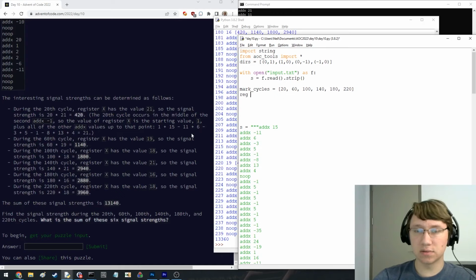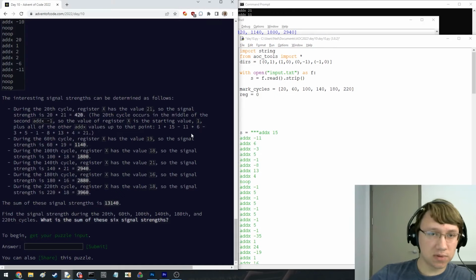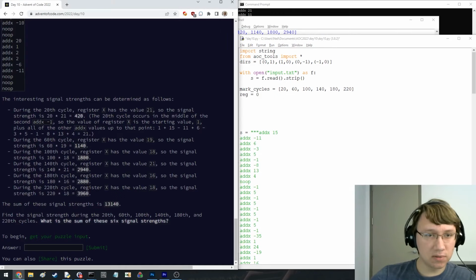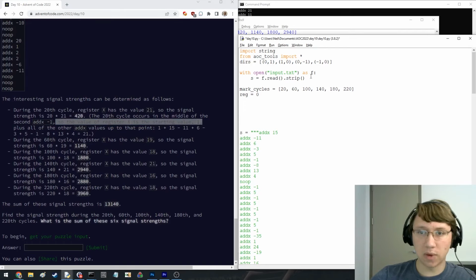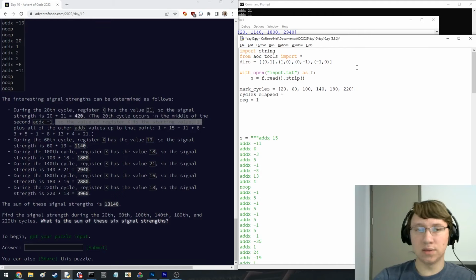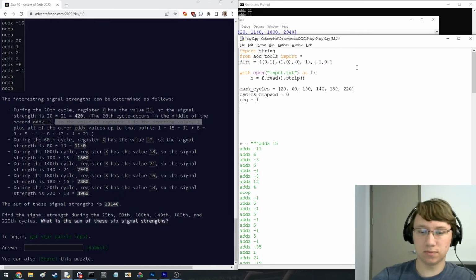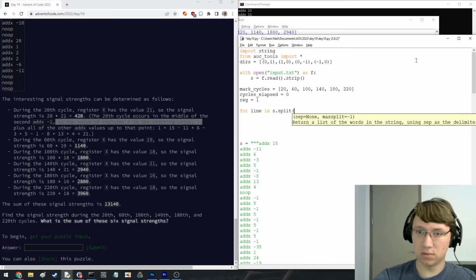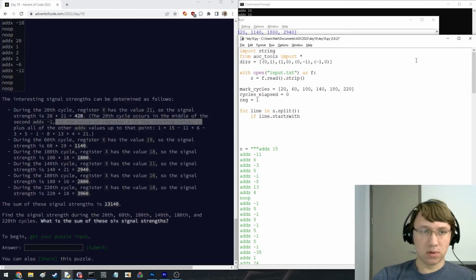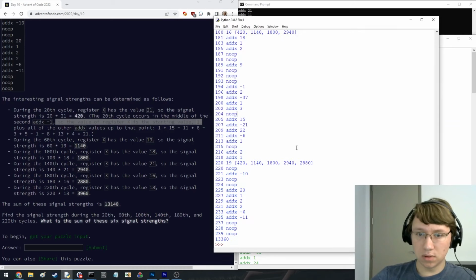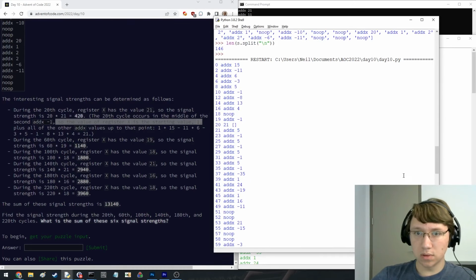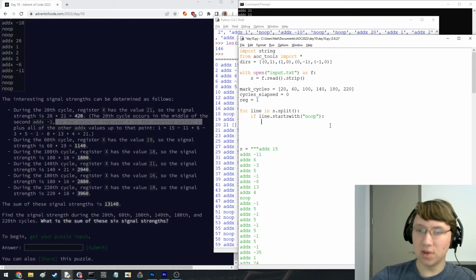We'll do like register. Oops, sorry. So register starts off at 0 or at 1. The cycles elapsed will start at 0. And now, seems reasonable. It starts with a no-op.